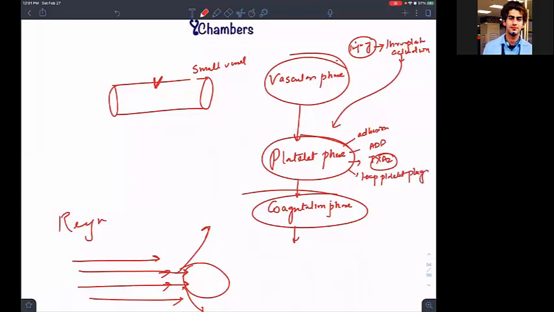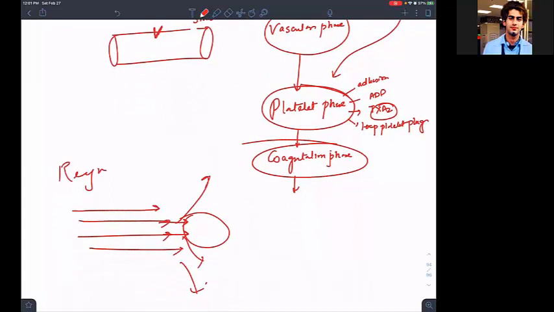I will form a temporary platelet plug. Then I will enter the coagulation phase, where I will have a stabilization of the platelet thrombus. So this was a temporary plug, and now this is a stabilization. The coagulation phase is a stabilization phase where you will have a stable platelet thrombus formation.